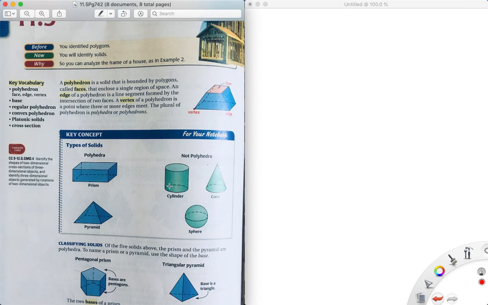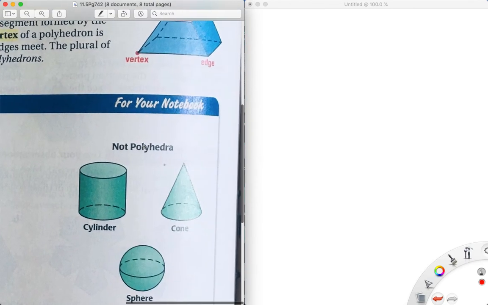A solid is a three-dimensional figure that the book says is bounded by polygons called faces, enclosing a single region of space. An edge of the polyhedron is the line segment formed by the intersection of two faces, and a vertex of the polyhedron is the point where three or more edges meet. The plural of polyhedron is polyhedra or polyhedrons. Okay, so we have a polyhedron.